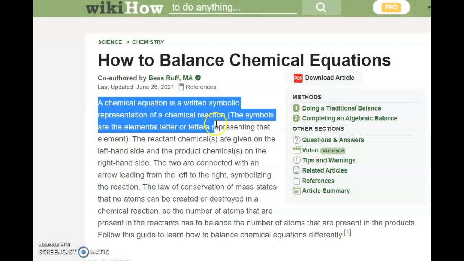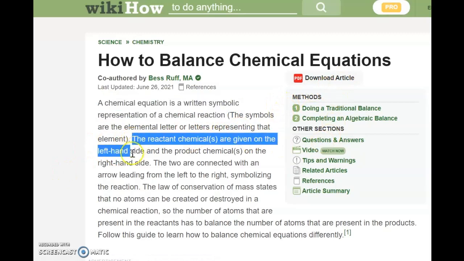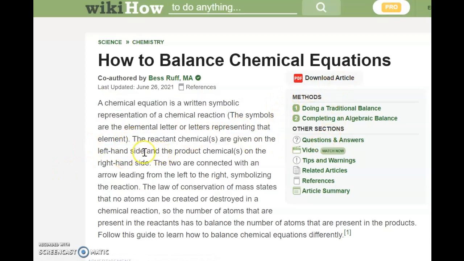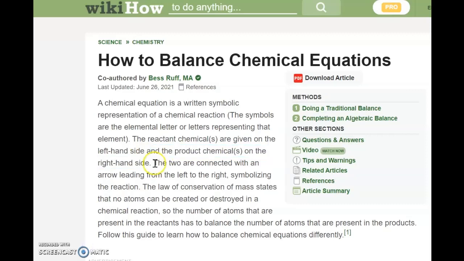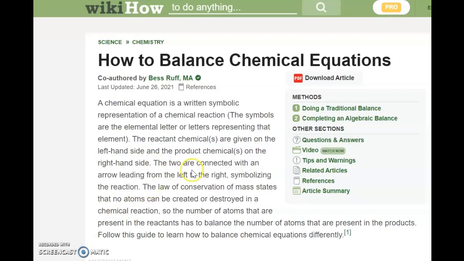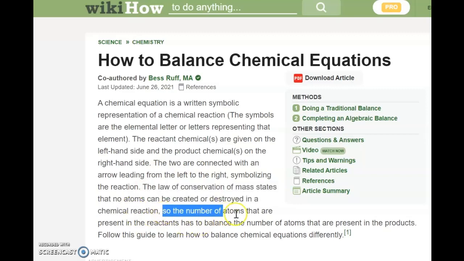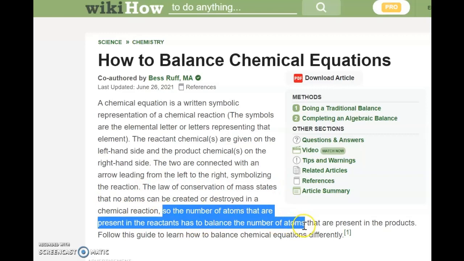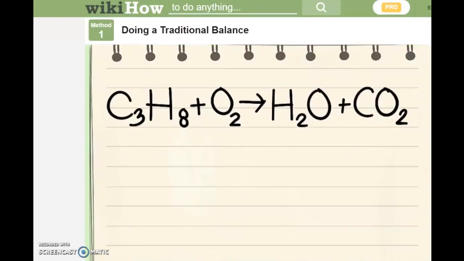Now, using the conservation of mass, we're going to look at how to balance a chemical equation. Remember, a chemical equation is the symbolic representation of a chemical reaction, and the reactants are always given on the left-hand side and the products on the right-hand side. The arrow connects the two, saying that these reactants form this product. And the law of conservation of mass states that no atoms can be created or destroyed in a chemical reaction, but they are rearranged. So the number of atoms present before must equal the number of atoms afterwards.